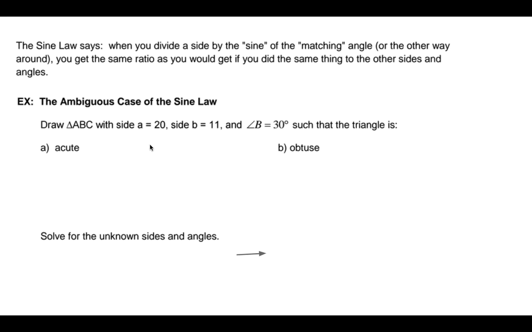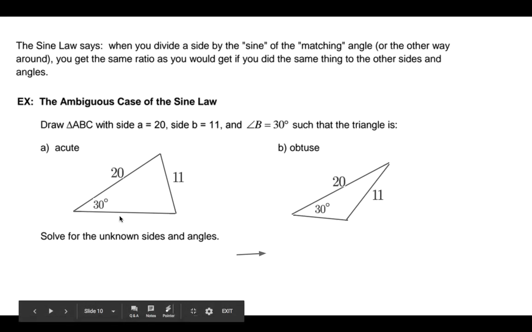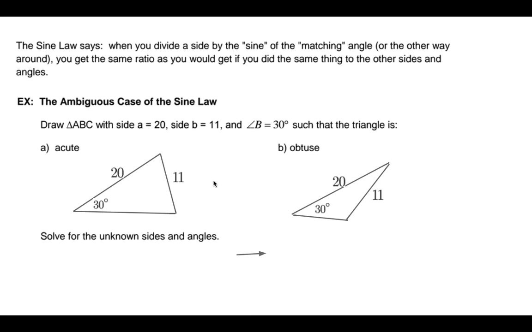So you can try this question where you actually draw a side A, side B, and an angle B such that the triangle is acute. So if the triangle is acute, it might look like this. If the triangle is obtuse, it might look like this. If we have 20, 30, and 11, that would make sense to have the 30 because that's the angle that doesn't change. The side length 11, you can see it looks slightly different in the two different triangles.